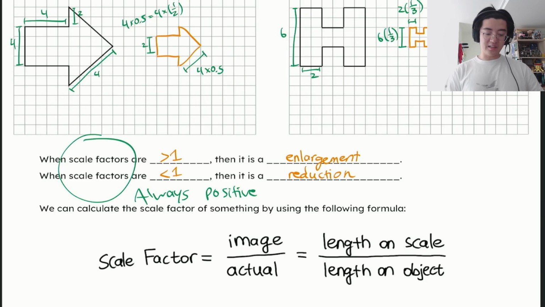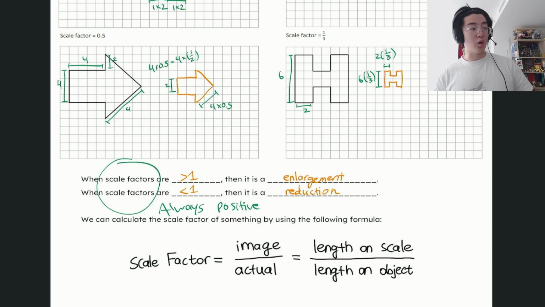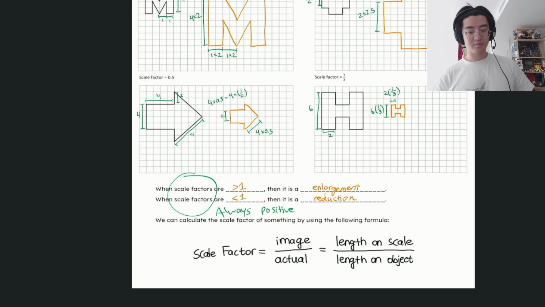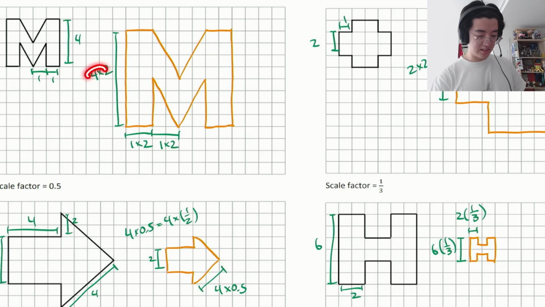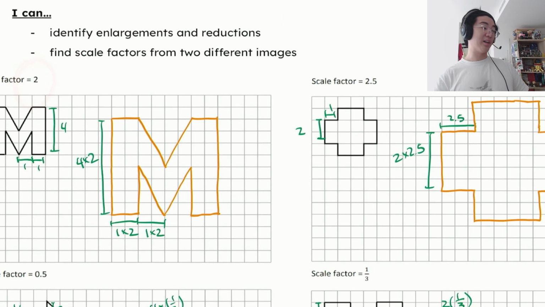From here you can imagine that this is how we can find scale factors. It's pretty much the image, the thing that got scaled, divided by the actual original thing. In other words, the length of the new thing divided by the length of the original thing. Right here, this is a length of 8, whereas this is a length of 4. So the scale factor is the new thing divided over the old thing: 8 divided by 4, which is 2. Scale factor of 2.